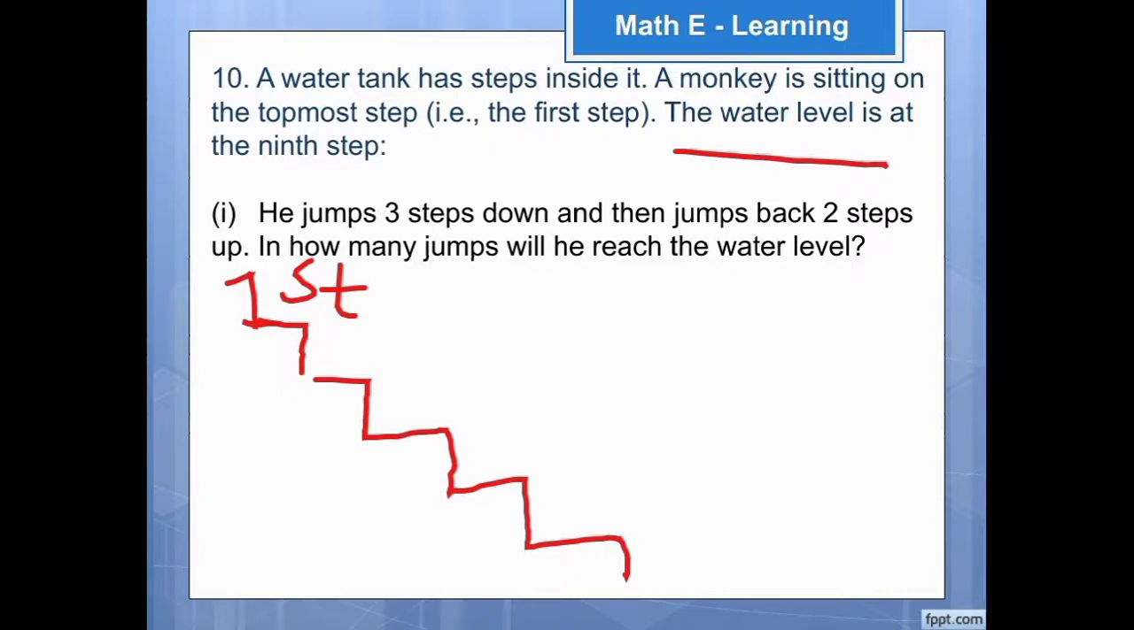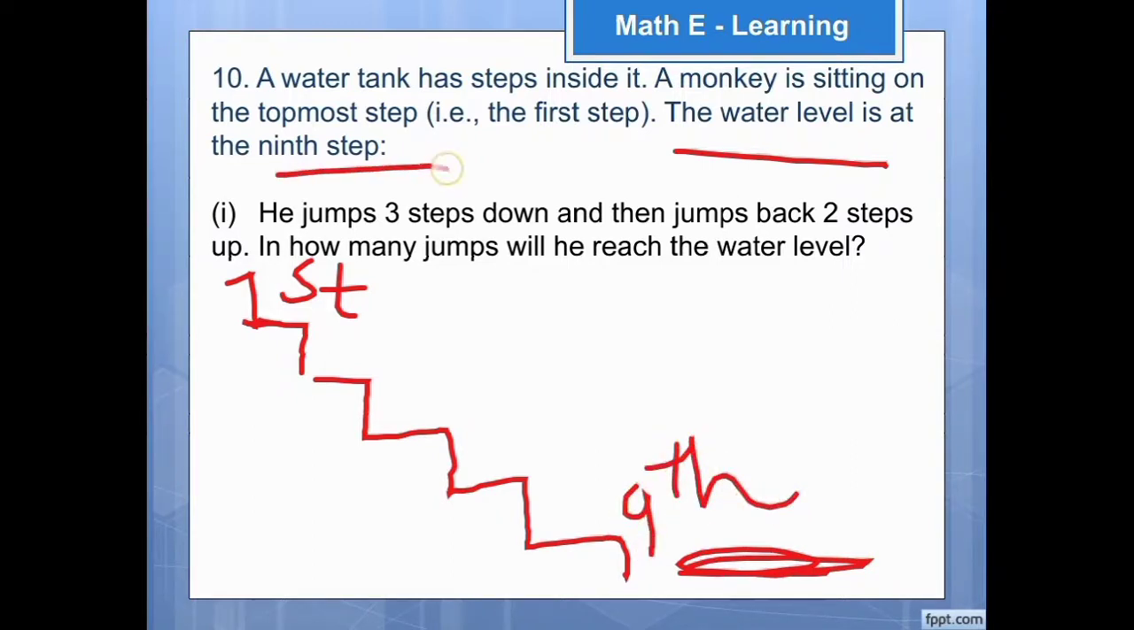Further, you have given the water level is at the 9th step. Water is here at the 9th step. On this condition you have given questions also.